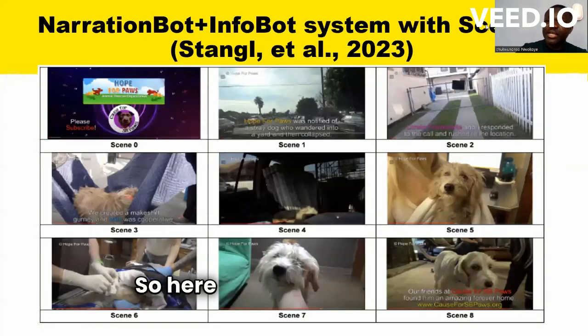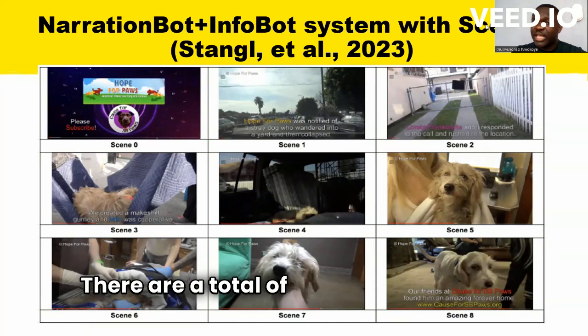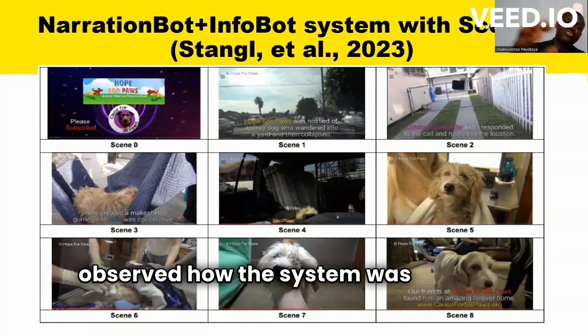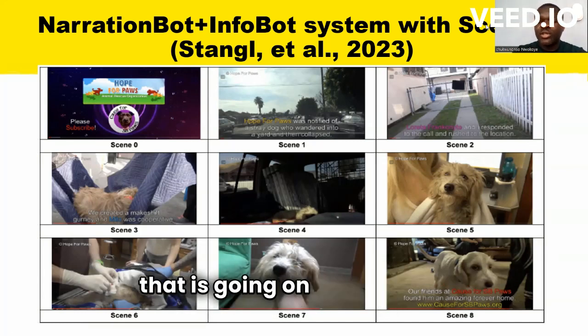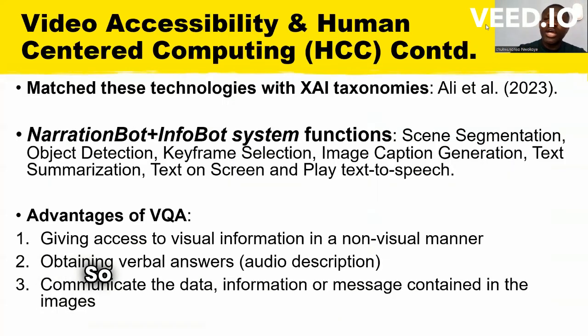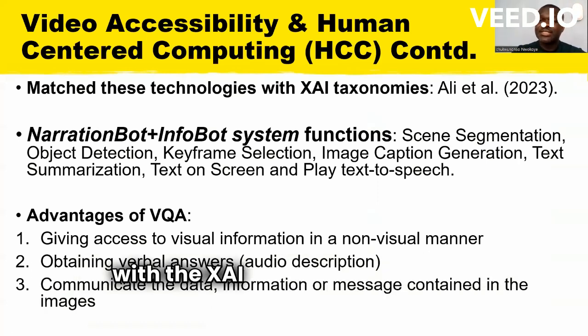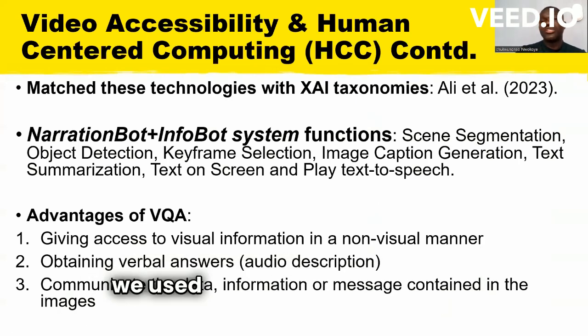Here are several scenes of the Narration Bot plus Infobot system. There are a total of 9 scenes, and we observed how the system was trying to caption whatever was going on in the video. Later, we tried to match these technologies with the XAI taxonomies, and one of the prominent classifications we used was from Ali et al.